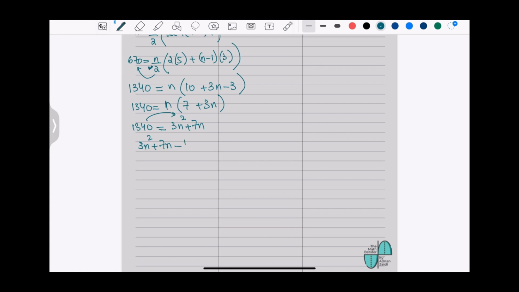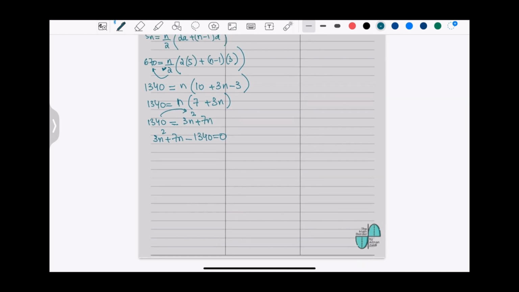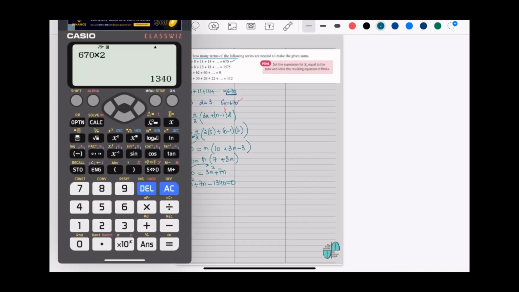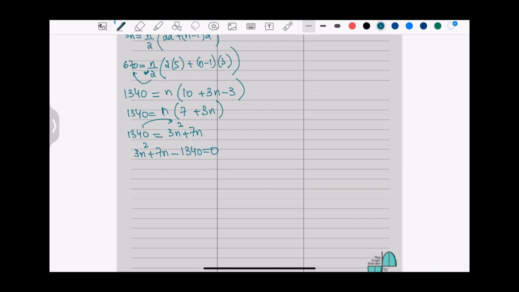Bringing this over there, equal to 0. Now let's solve it. I'm using the calculator's help. You may use factorization to solve that. So 3, 7, negative 1340. It gives you n equal to 20 and n equal to negative 67 over 3.